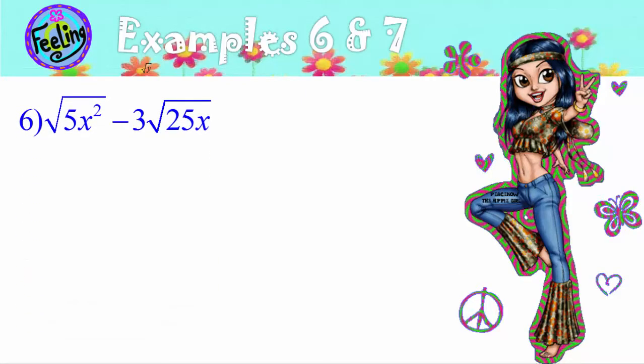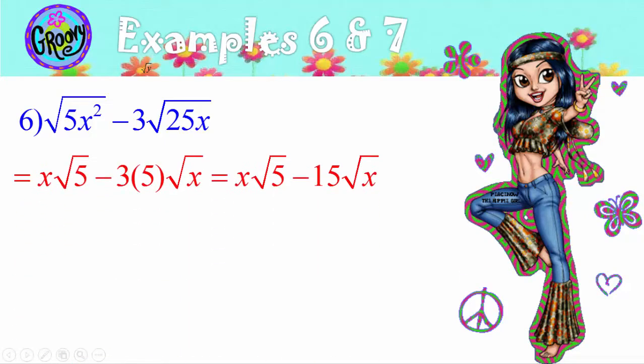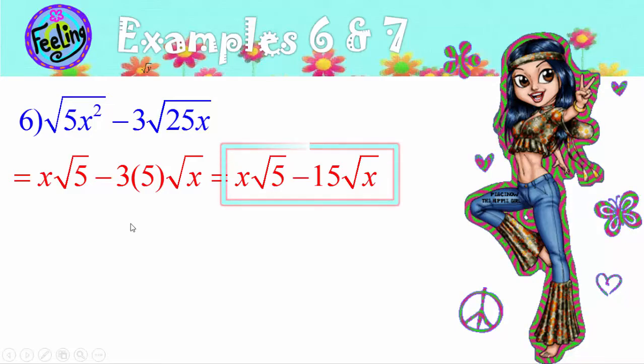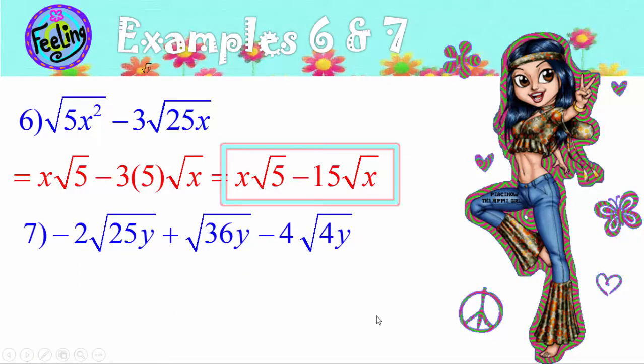Reviewing what we just did, in number 6, here we're dealing with variables. So just like with numbers, we have to simplify it. And this is what we did here. We simplified it based on what we have here. And we got as our final answer, x square root of 5 minus 15 square root of x. In example number 7, we're asked to simplify negative 2 square root of 25y plus square root of 36y minus 4 square root of 4y. So let us go over to the whiteboard and work this one out.